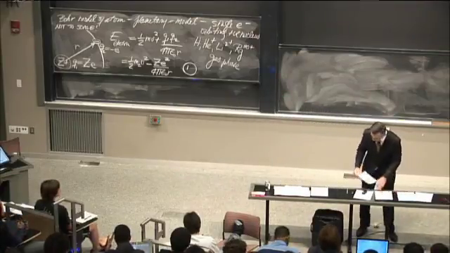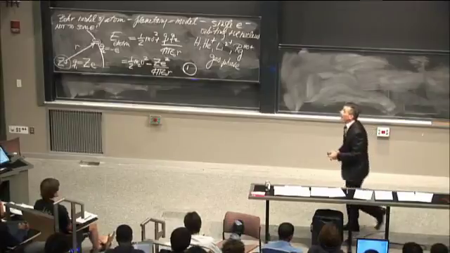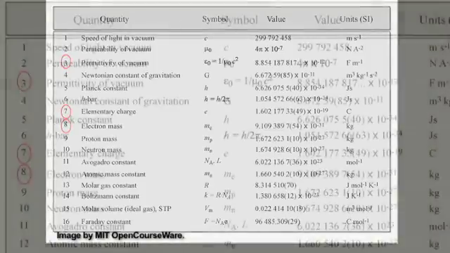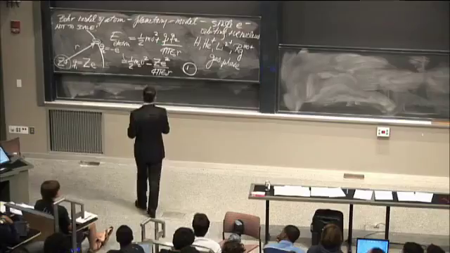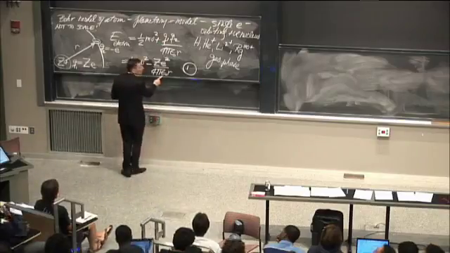By the way, you can find all of this information by looking at your table of constants. Epsilon 0 is sitting here, the permittivity of vacuum: 8.85 times 10 to the minus 12 farads per meter. Elementary charge, 1.6 times 10 to the minus 19 coulombs. Electron mass, 9.1 times 10 to the minus 31 kilograms. And what's this 4 pi epsilon 0 doing here?